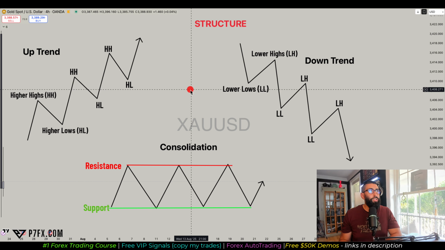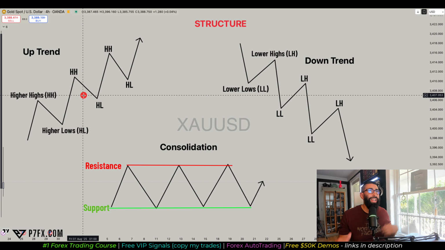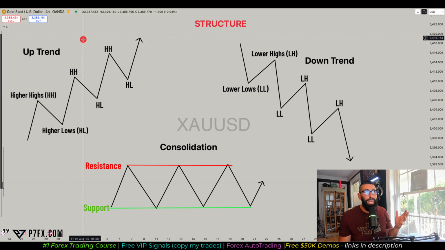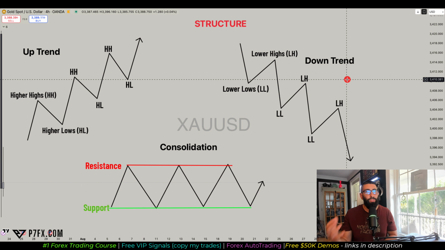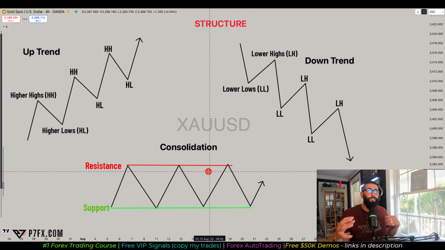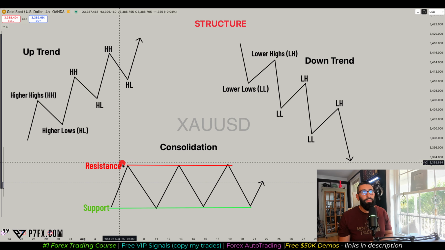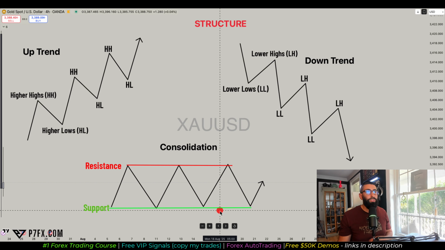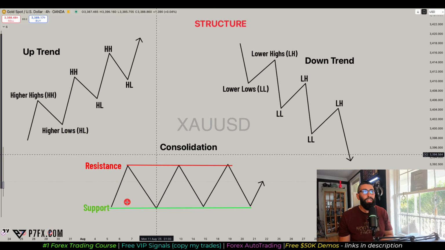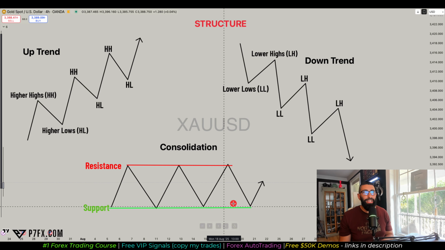The benefit of understanding market structure is that it tells you what type of bias you need to be focusing on for your buys and sells. All right. If you're in an uptrend, most likely you're going to be looking for buy trades. If you're in a downtrend, most likely you should be looking for sell trades. But in consolidated regions where, again, price is bouncing between the level of resistance and support, a lot of traders like to take advantage of these areas to capitalize on both buys and sells.